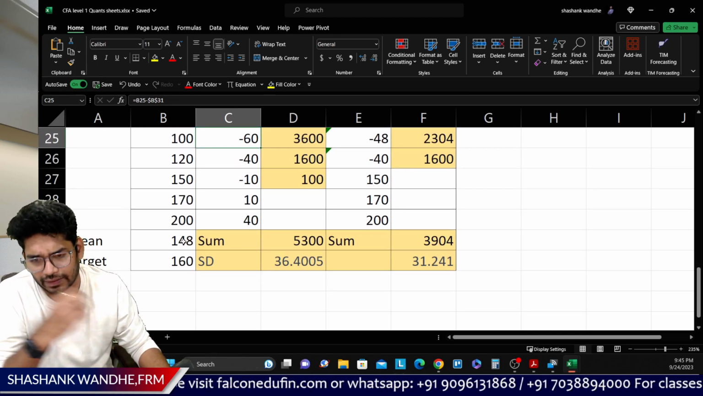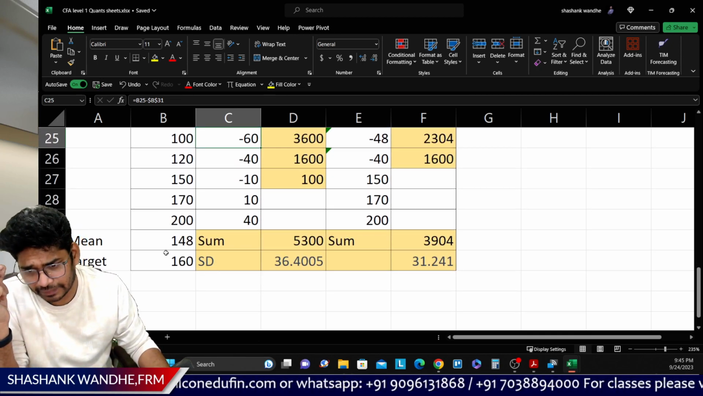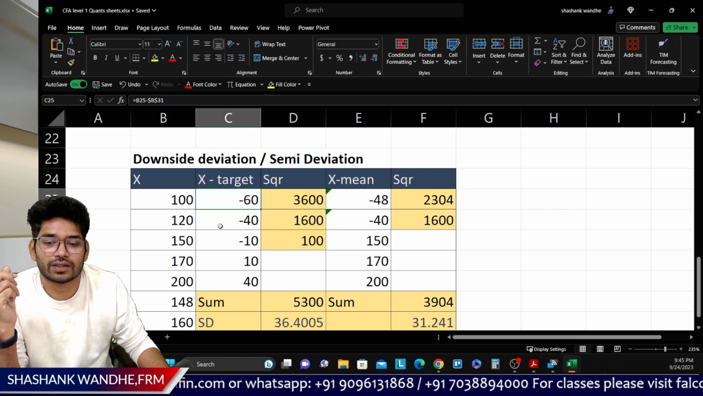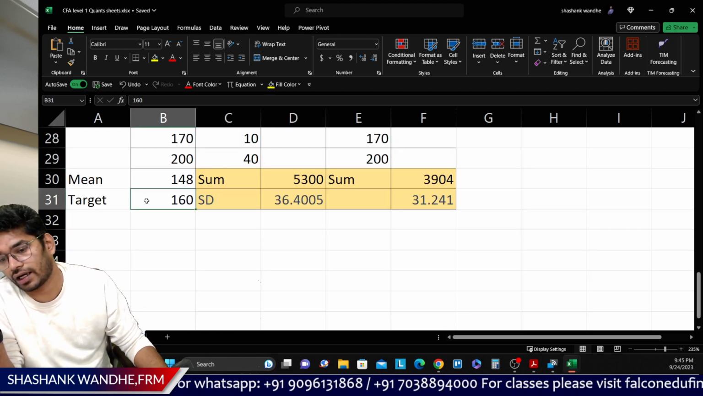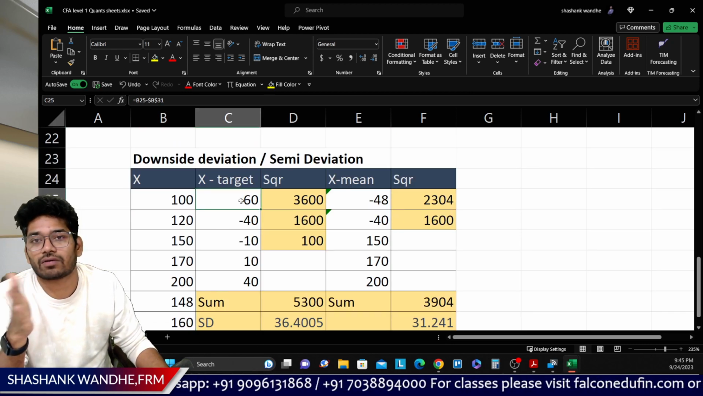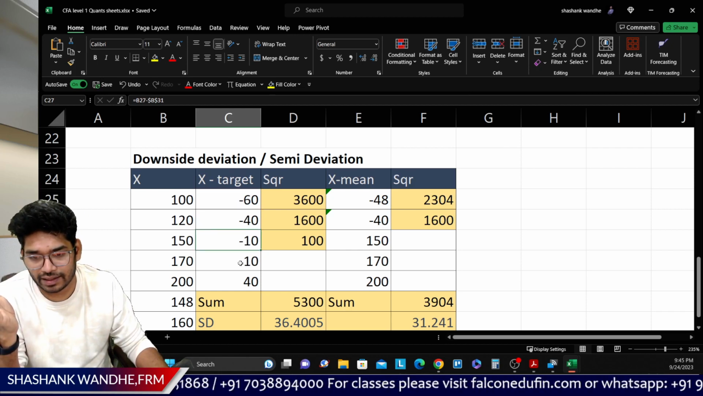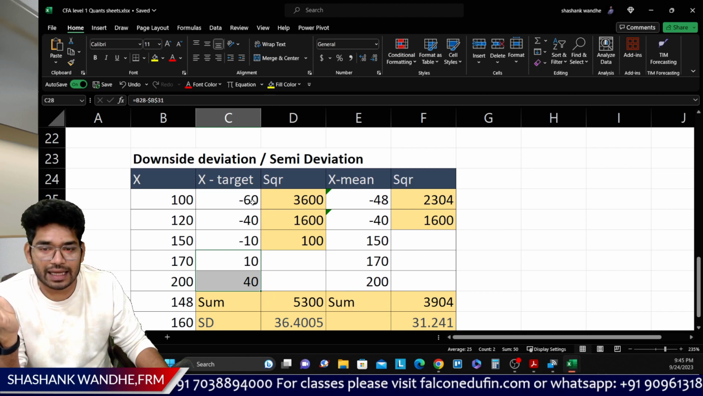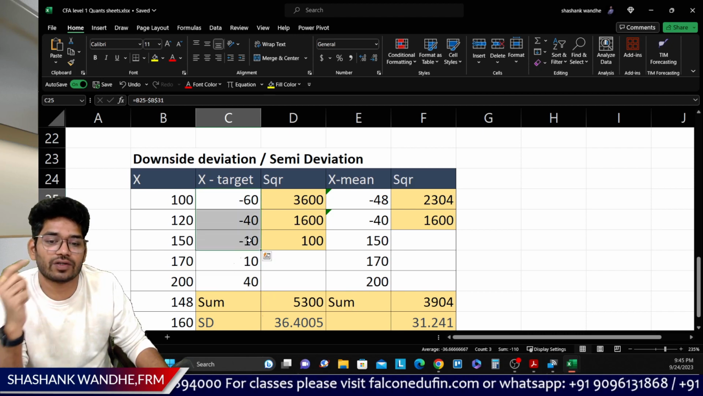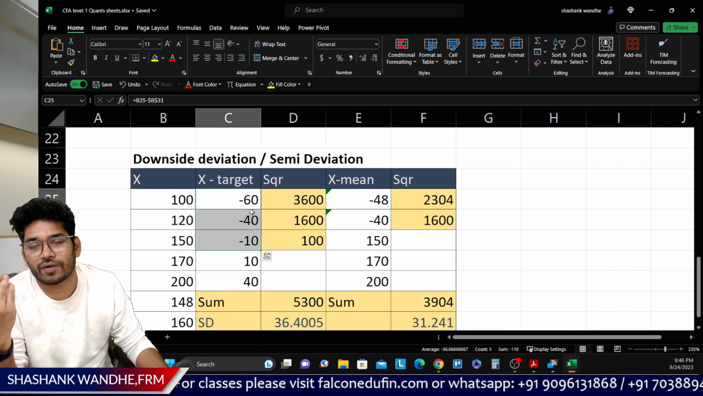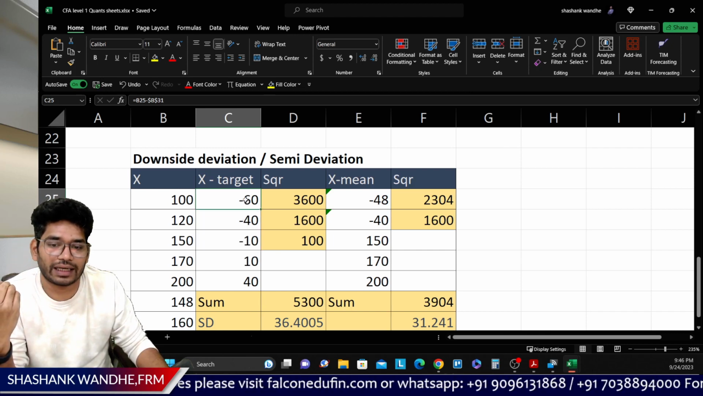So here in this case, what is the target return? Just a second. 160. Okay, so this is our target. See here, target is 160. So we will calculate the difference from 160, whatever is below 160. And that's how you get only negative values in your calculation, and that's why we call this a downside deviation. So you will take the negative values.